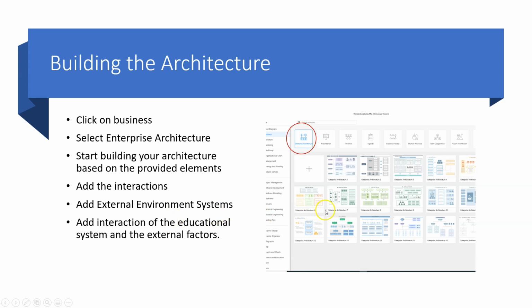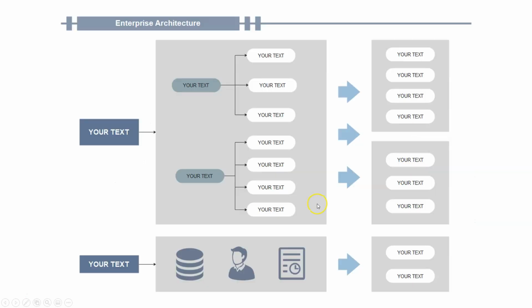It's something that should be done fast. This is an example of the enterprise architecture that you can select. You can select one of them and it will show you what kind of interaction. So you can add the wording here, and that will be basically your architecture: systems, subsystems, and the environment surrounding that system.